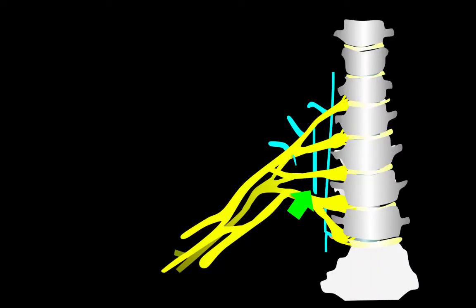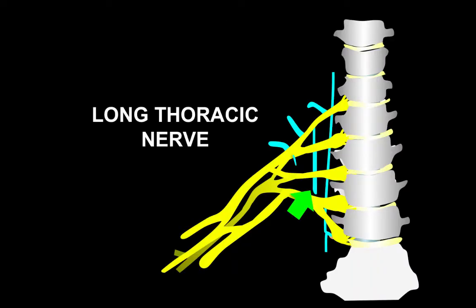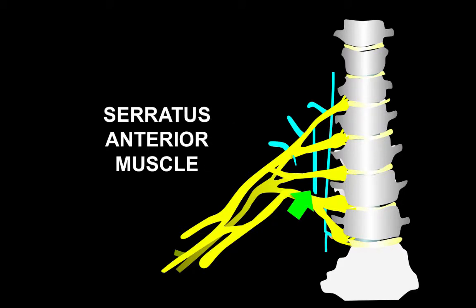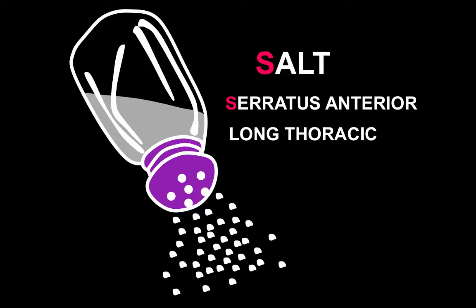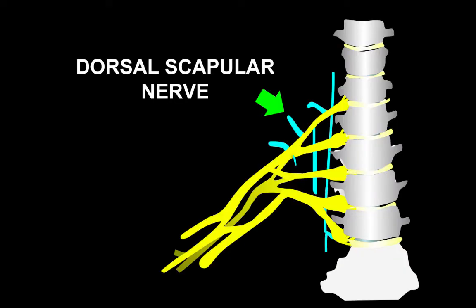The third proximal brachial plexus nerve is the long thoracic nerve. The long thoracic nerve innervates the serratus anterior muscle. A mnemonic I use to remember the muscle innervated by the long thoracic nerve is SALT. The S is for serratus, the A is for anterior, and the L and T are for the long thoracic nerve. The fourth proximal brachial plexus nerve is the dorsal scapular nerve.